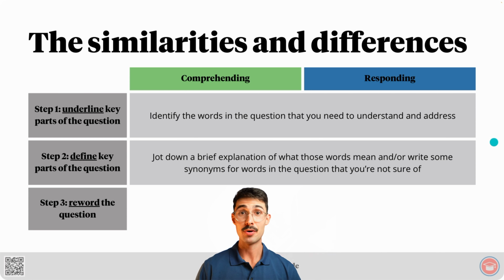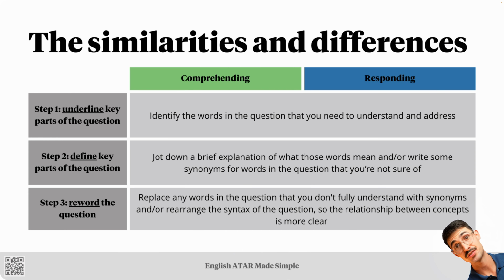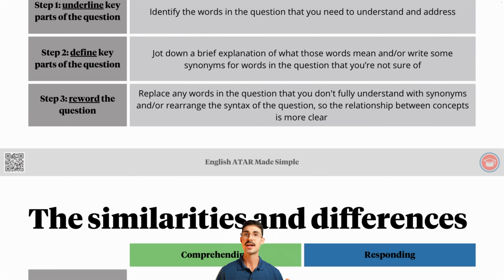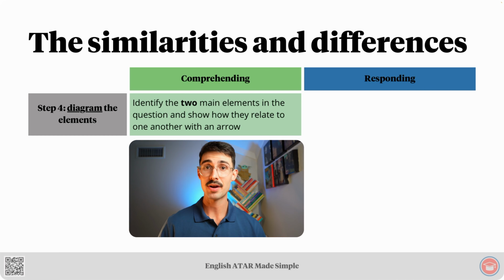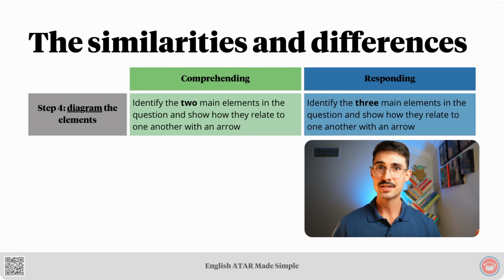Another similarity for both sections is step 3, rewording the question. Here, in both sections, you should replace any words in the question that you don't fully understand with synonyms and or rearrange the syntax of the question, the sentence structure of the question, so the relationship between concepts is more clear. This is where things start to vary a little bit at step 4, diagram the elements. For the comprehending section, you should identify 2 main elements in the question and then show how those main elements relate to one another with an arrow. For the responding section though, there is more often 3 elements than 2.